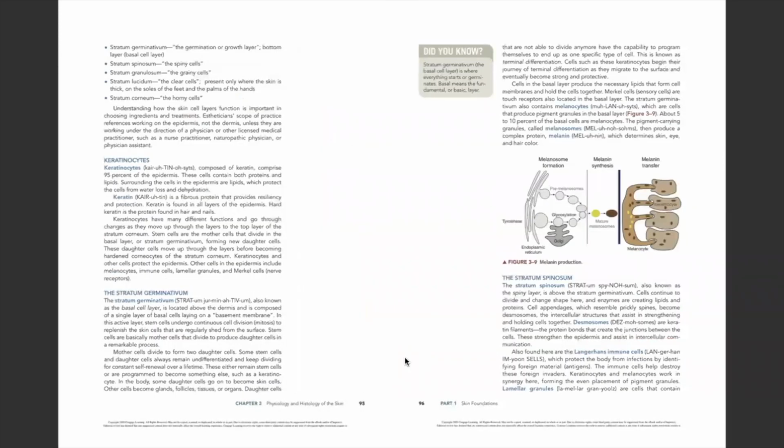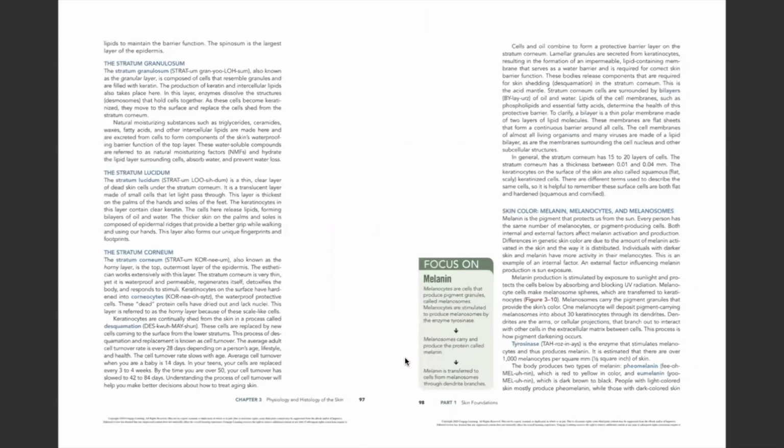That's what you're getting from this chapter. What the skin is made of and how it all functions. If you want to simplify it as much as possible, that is what you're talking about: what the skin is made of and how it functions. Once you know that, you're going to be able to navigate through this chapter and this section of the exam.